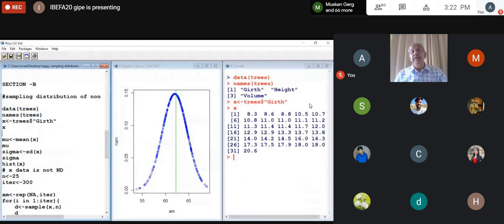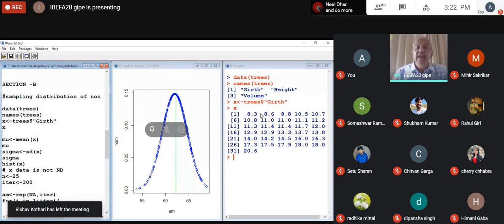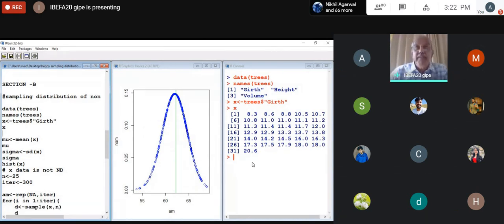This is my original data. How many observations do I have for the variable? 31. How many students did we have in the earlier section? 1000. What was the variable there? Marks. Here the variable is Girth, sir.